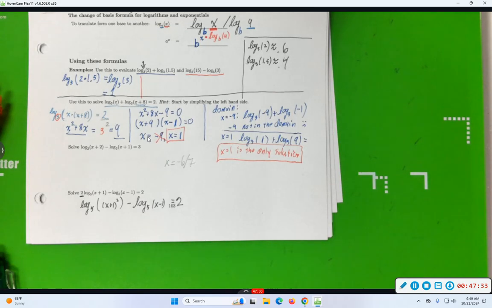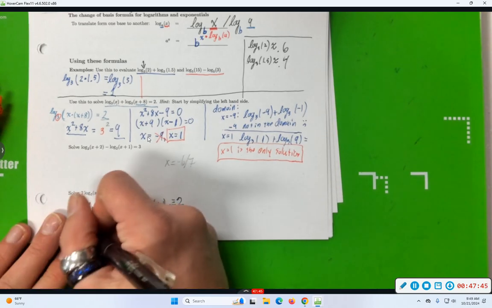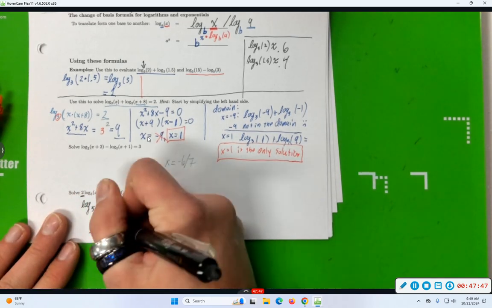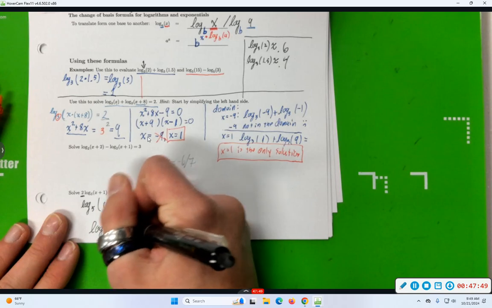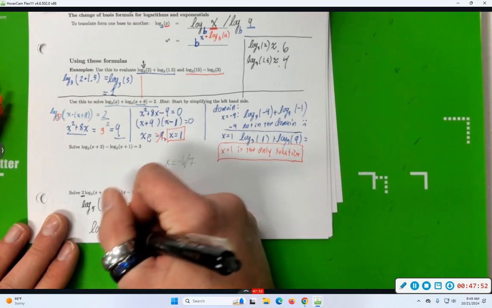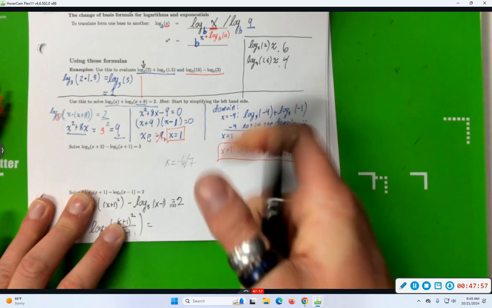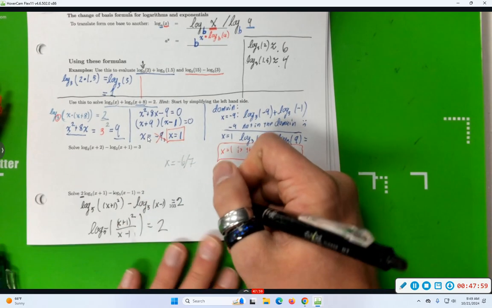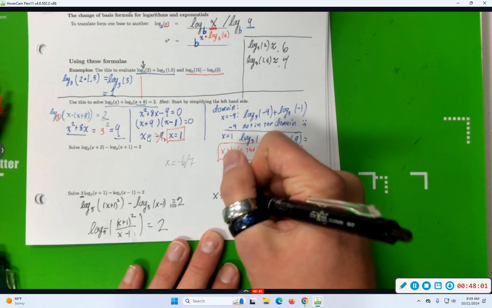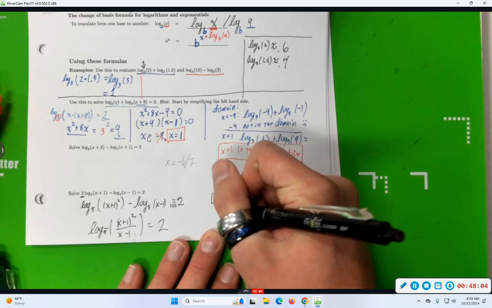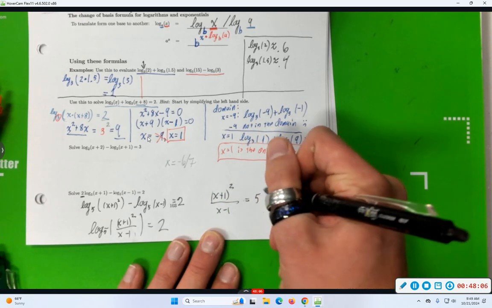Oh, cool. Does that look like basically the same problem as the one we just did? At least in terms of what makes it annoying. I see 2 different logs and they're subtracted. Oh, I can divide. Log base 5 of x plus 1 squared over x minus 1 equals 2. And you can write it now in exponential form: x plus 1 squared over x minus 1 equals 5 to the power 2.